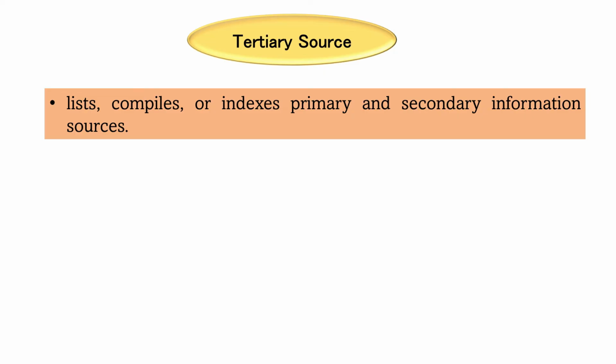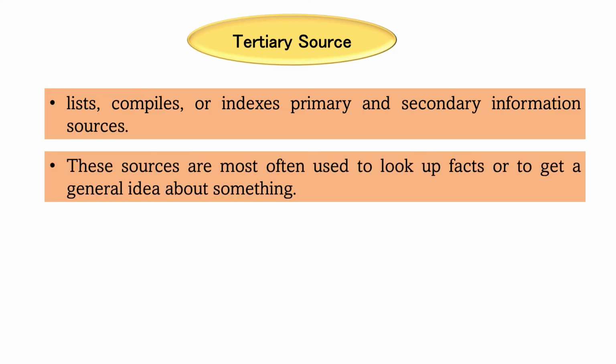Lastly is the tertiary source of information. It lists, compiles, or indexes primary and secondary information sources. These sources are most often used to look up facts or to get a general idea about something.